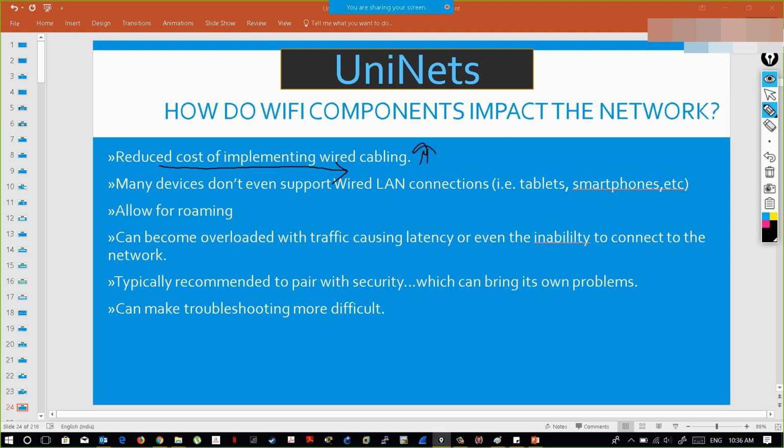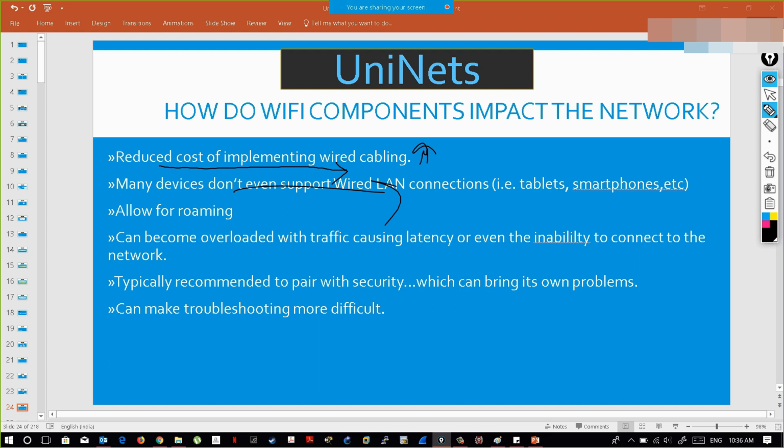First point. Second point is, today many devices don't even support wired LAN connections. Today's technology has become this. If you're considering your mobile, will it support a wired connection? No, wireless. That is the thing.